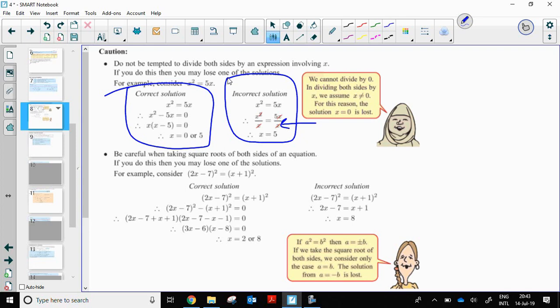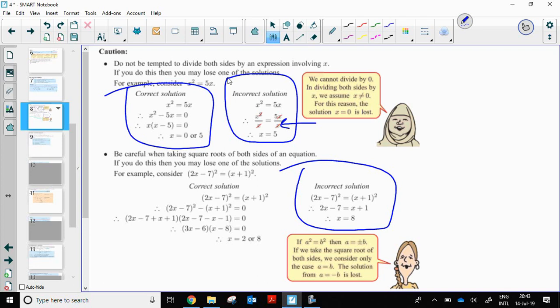So when we divide by x, or when we divide by an expression with a variable, that can happen sometimes. And the same thing can happen when we take the square roots of both sides of an equation. Over here on the right, again, we have a wrong answer. We see that they're just taking the square root of both the left-hand side and the right-hand side, so they just get rid of the parentheses and the squares, and then they solve and they get x equals 8, which is one of the correct answers, but it's not the only one.